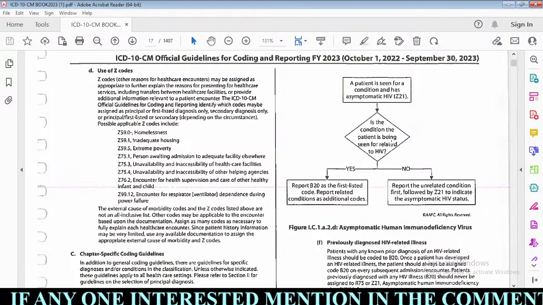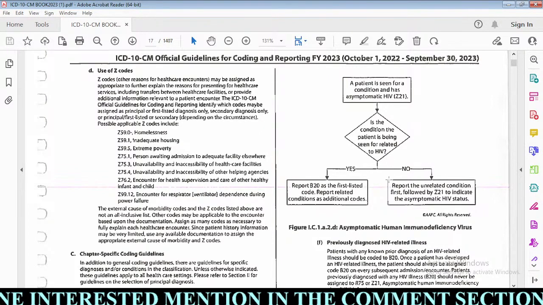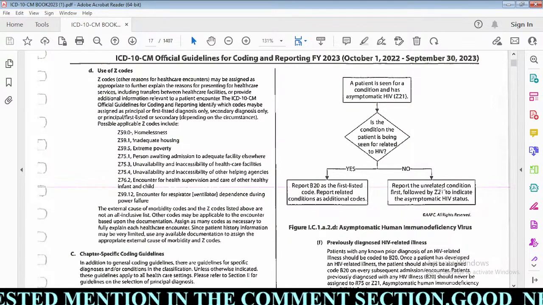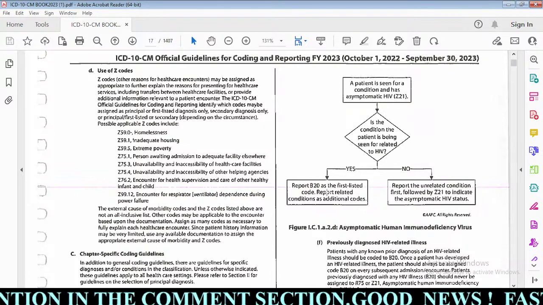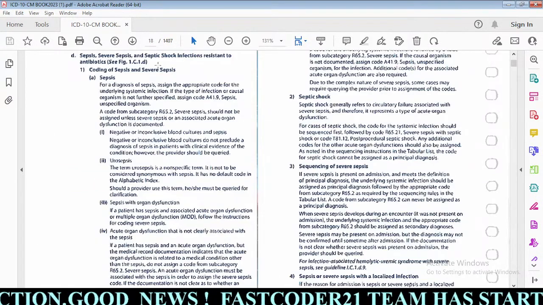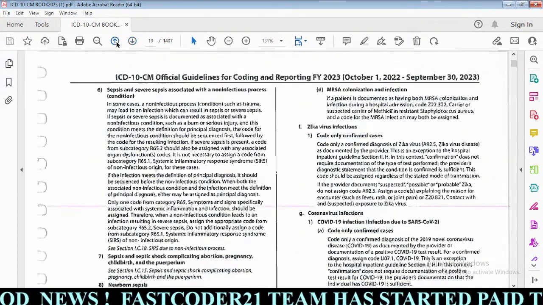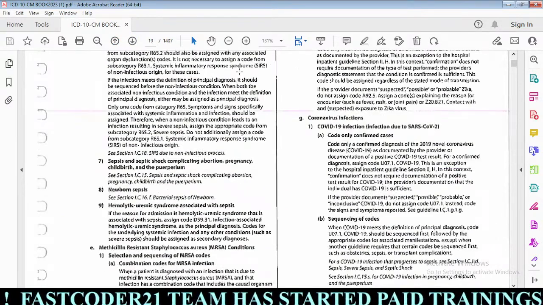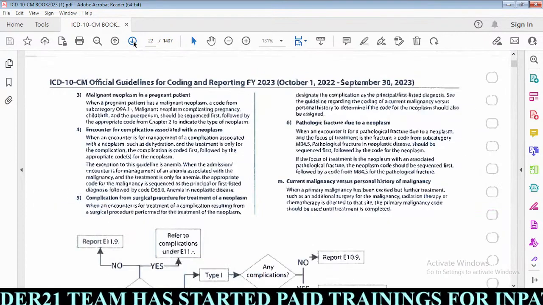Here, is the condition the patient is being seen for related to HIV or not? We need to check whether it is not related to HIV. Report the unrelated condition first, followed by Z21. If it is related to HIV, report B20 as the first code. Like the CPT books, you can get a good idea while writing the CPC exam. All the guidelines are here only. These are common guidelines.